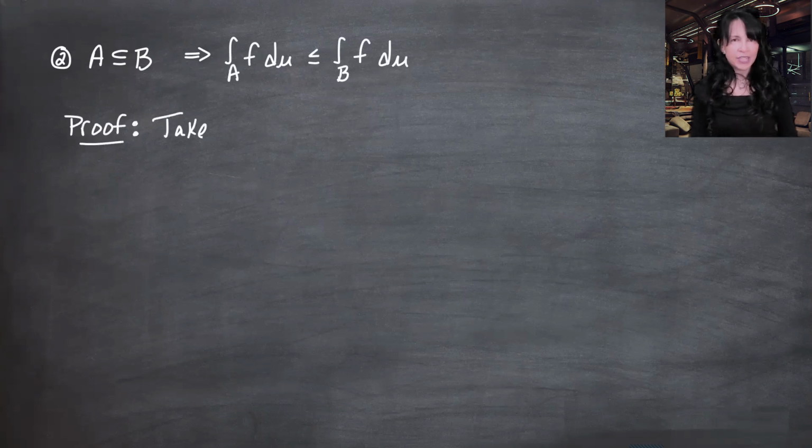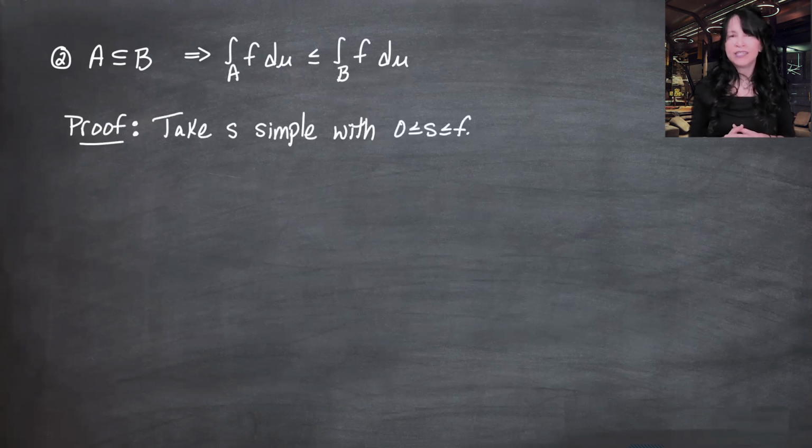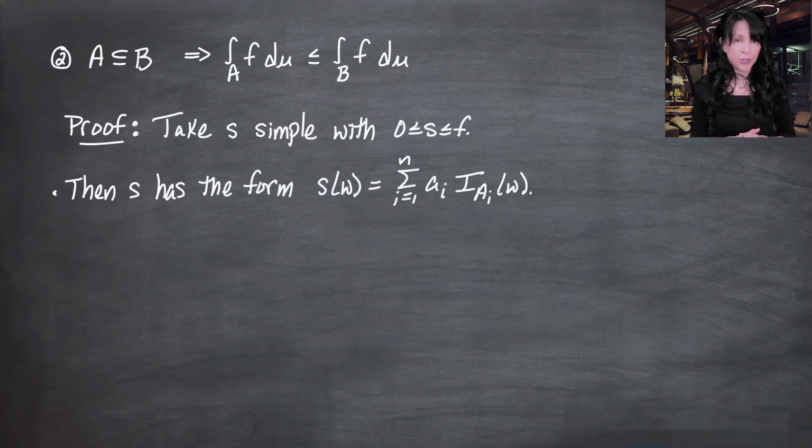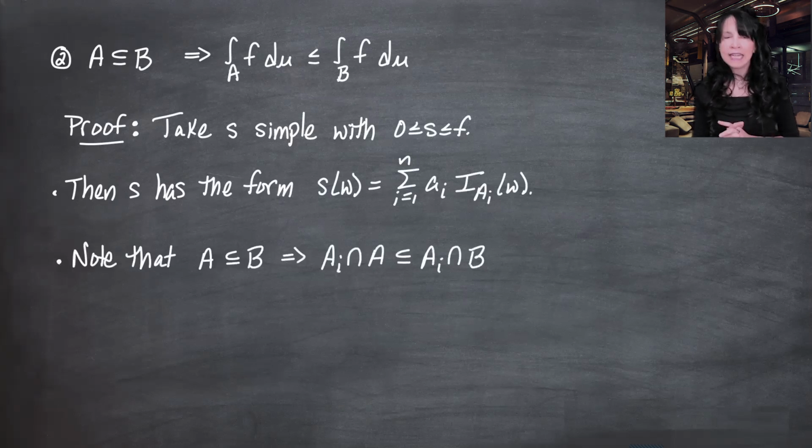So to prove this, I'm going to take a simple s that is trapped between 0 and f. Now s, being simple, has some form like this. I'm going to say the sum as i goes from 1 to n of little a_i times the indicator of capital A_i of omega. Now, if the set A is contained in B, then A_i intersected with A has to be contained in A_i intersected with B for all i.